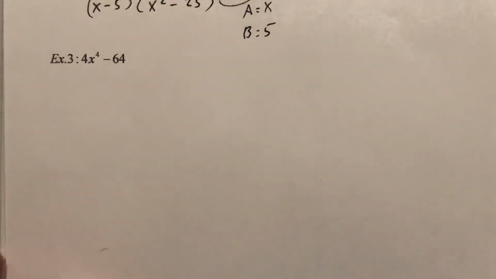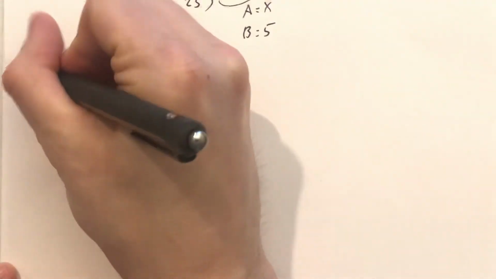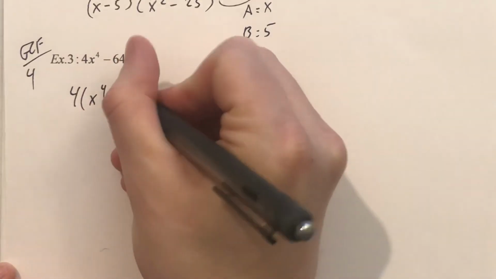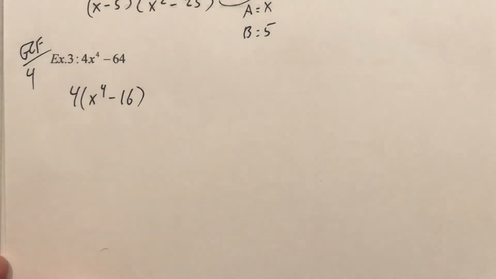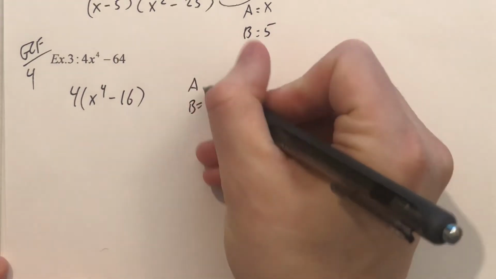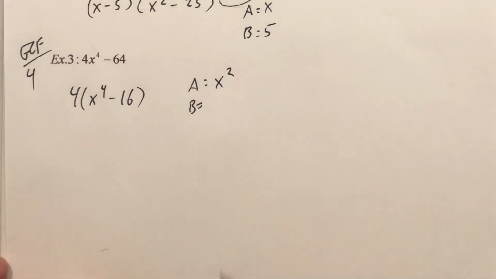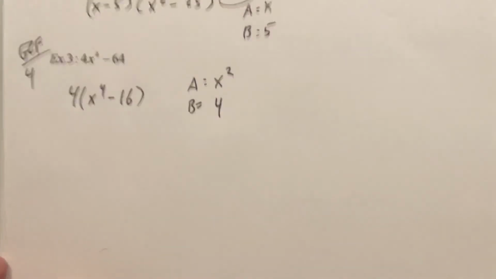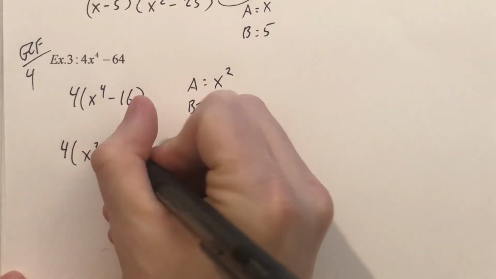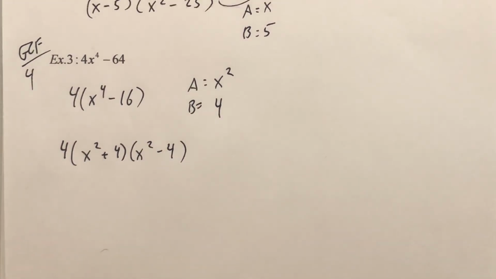Okay, and number 3 here. First step, GCF of 4. So 4 gets factored out, and we're left with x to the 4th minus 16. From there, we see that's 2 terms with a minus sign, so let's see if we can find an a and a b. The thing you square to get x to the 4th would be x squared. The thing you square to get 16 would be a 4. So 4 sits out front, and we use that for an x squared plus 4, x squared minus 4.